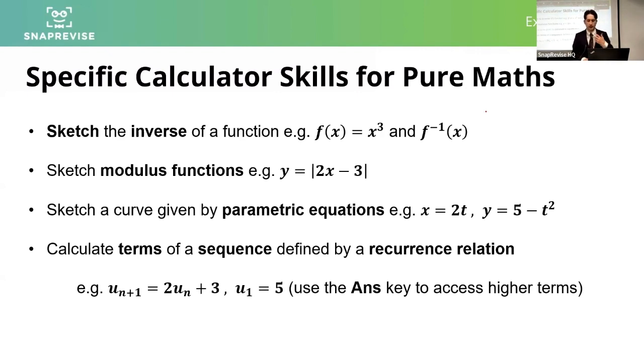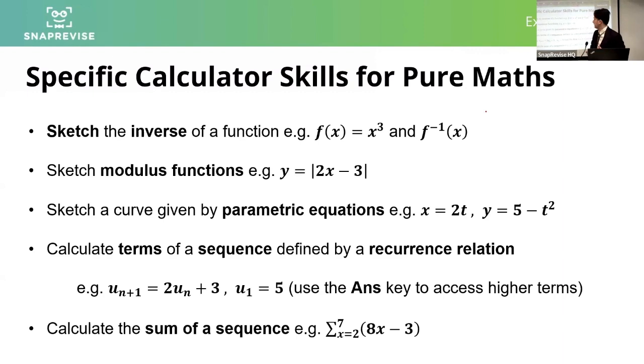And then also, as I said, using the answer key, we can do recurrence relations like this. Where you've got u_(n+1) = 2u_n + 3, and you set u_1 as 5, you can, of course, put 5 equals and then just keep pressing, in terms of X, or store it as a value and do recurrence relations that way. And also, all of the calculators will allow you to do a summation. So for sequences and series, that's really helpful. Okay, so let's move this on.